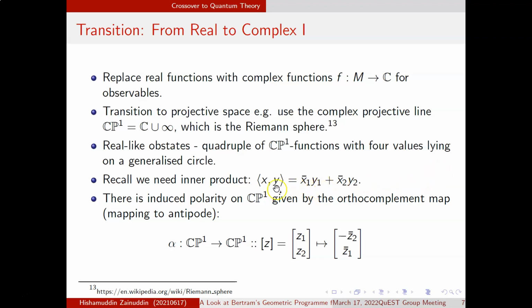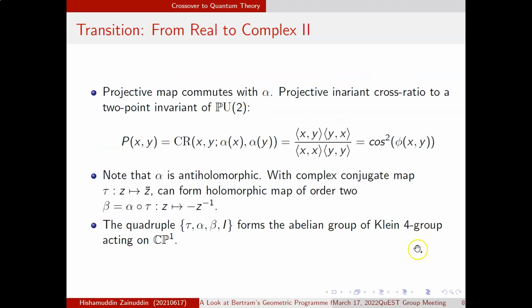As I said, the inner product in the complex case is a bit different from the real vector spaces. You have this complex conjugation playing a role there. This complex conjugation in some sense will introduce the idea of an antipode map. The map is given by that, and this antipode map is actually an anti-holomorphic map. If you compose your anti-holomorphic map alpha, which is the antipode map, with the complex conjugate map, which is not the anti-holomorphic map, then you can form a holomorphic map of order 2.